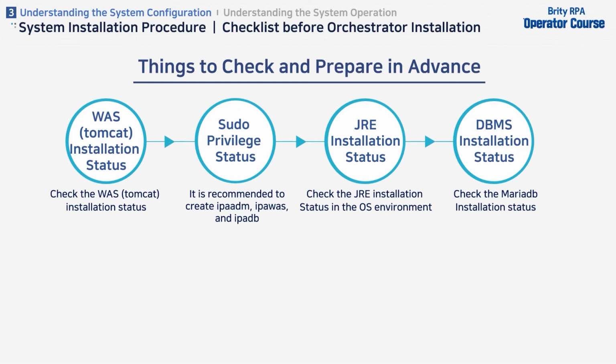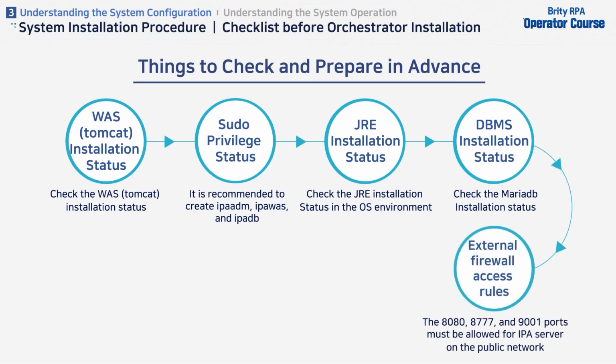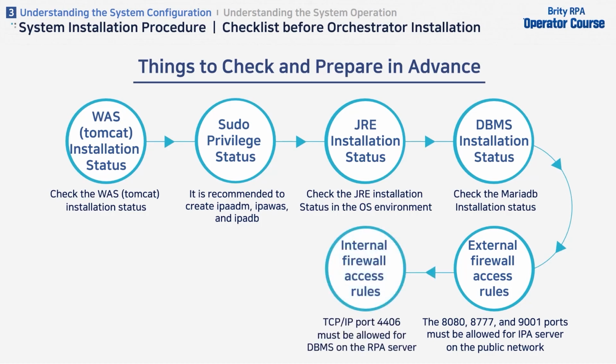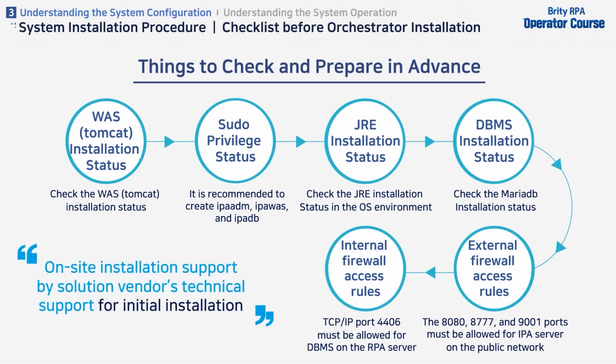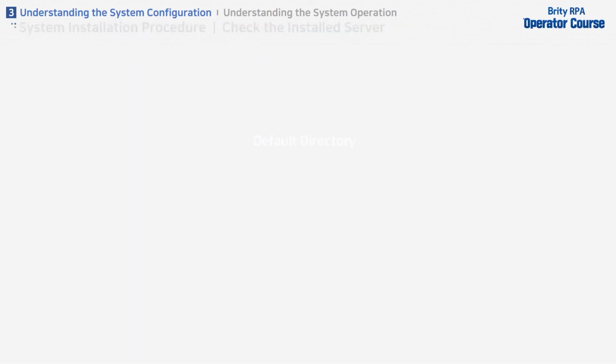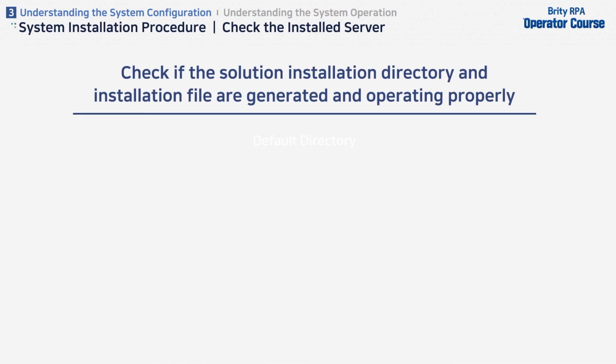When the basic system software is ready, check whether the external firewall access rights and internal firewall access rights have been previously discussed with the firewall administrator and allowed. After all of these preparations are checked, the RPA solution is ready to be installed. For initial installation, technical support staff of the solution vendor will support the on-site installation. When the Orchestrator installation is complete, check if the relevant directories and installation files have been generated properly, and access the page to check if the user portal and administration portal are normally accessed.